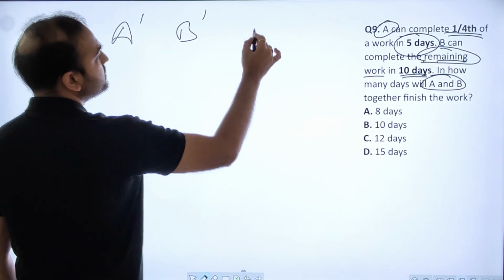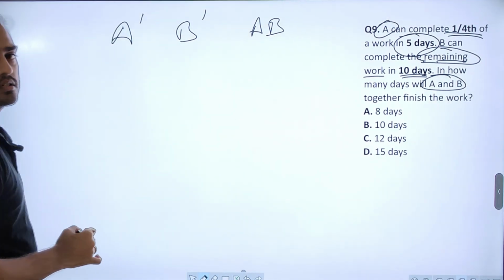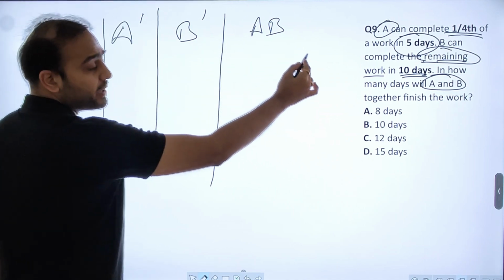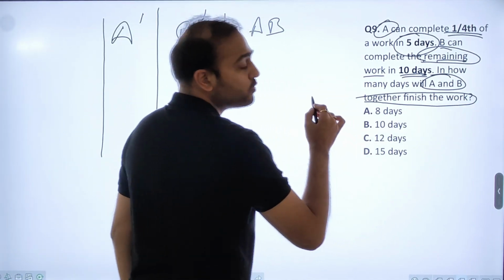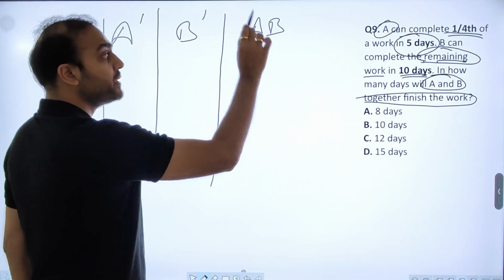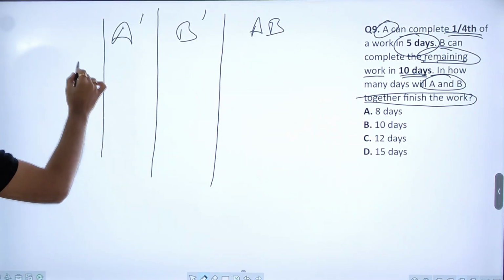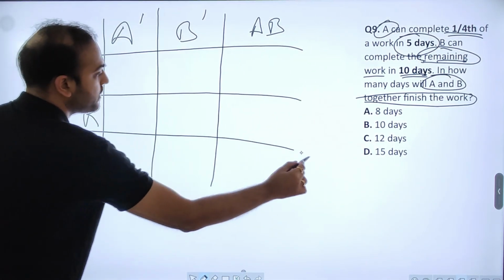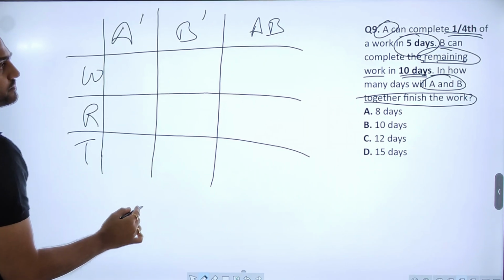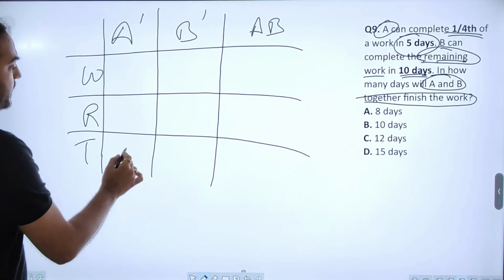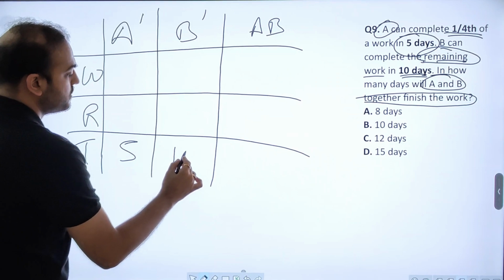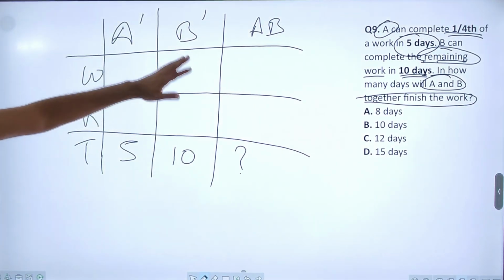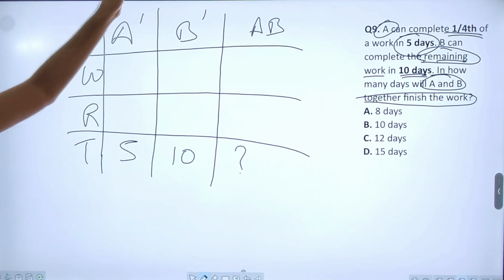Right? And the question is, if they work together, how long will they take to complete the whole work? Now, A and B are supposed to complete the whole work. So there is no dash here. A and B are completing the whole work. Again, we have work, rate, time, 5 days, 10 days. Again, no rate given. So we will assume work.